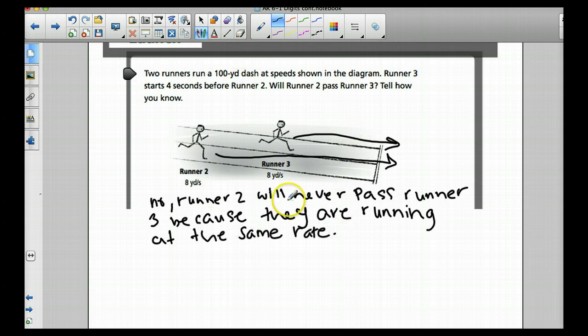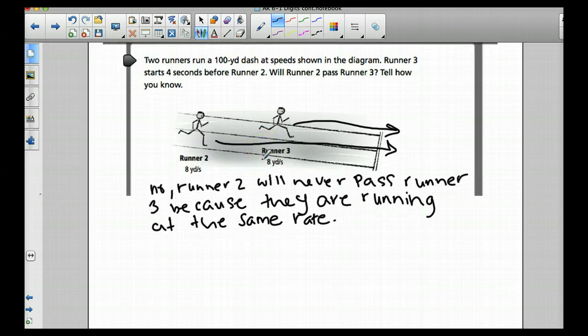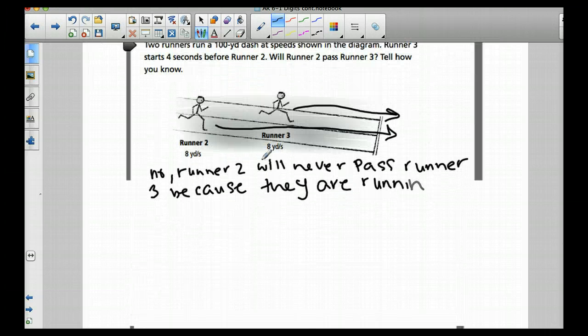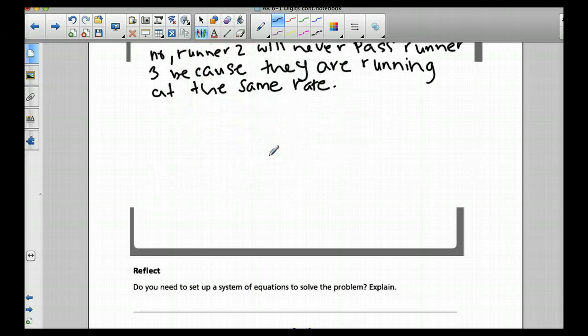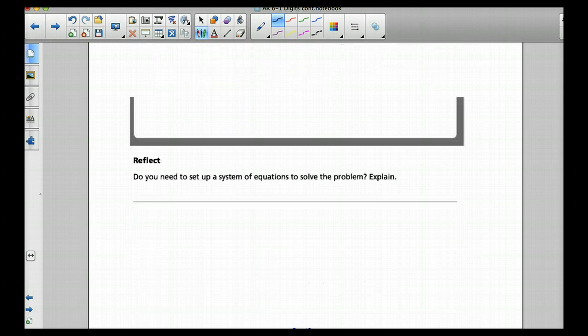So this whole section is about thinking about whether or not you need to set up a system of equations for this like we did last time, or if you can just inspect it and figure out that no, obviously these two are never going to pass because they're going at the same rate. So down here in the reflect it says, do you need to set up a system of equations to solve this problem? Explain. And you can say no, because we just kind of talked about this. No.